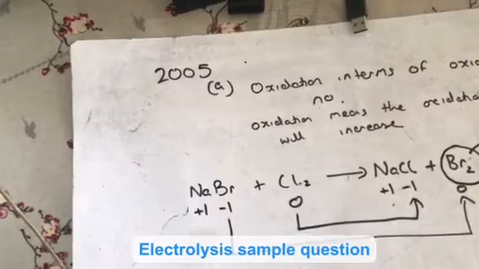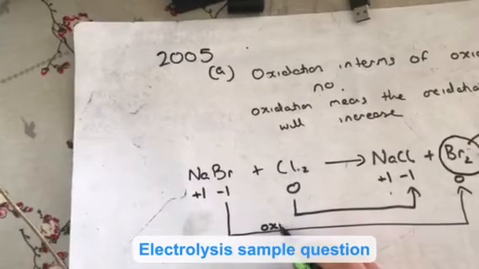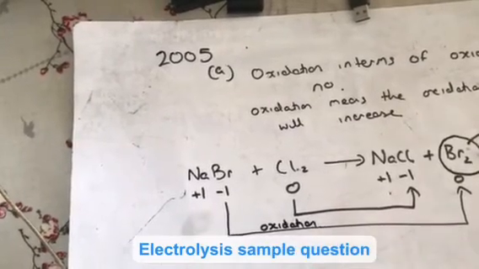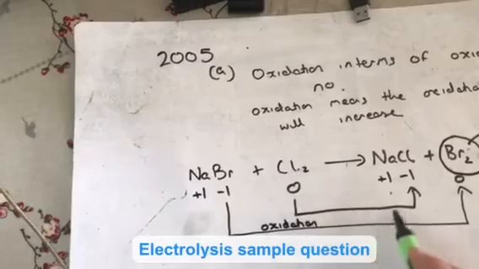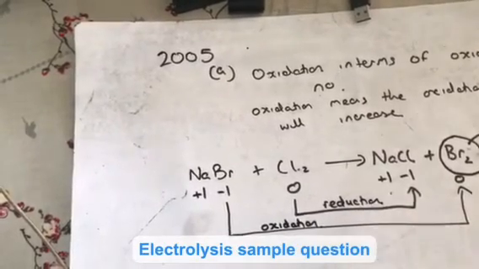So remember, let's see if this is oxidation or reduction. -1 to 0, the number is going up, isn't it? So this is oxidation. It's losing an electron. 0 to -1, it's gaining an electron, that's reduction. So that's that question answered.